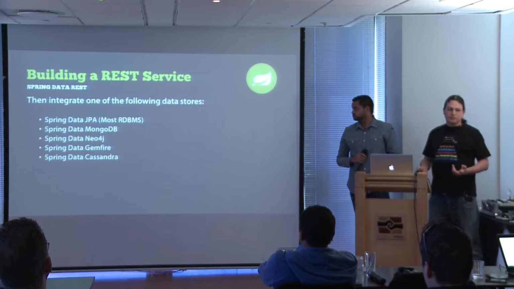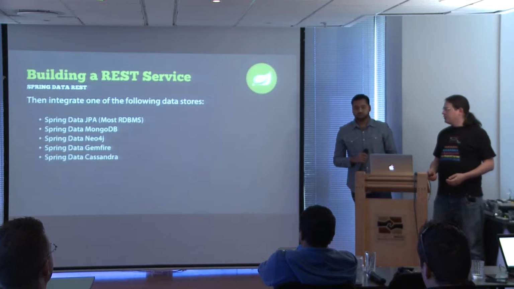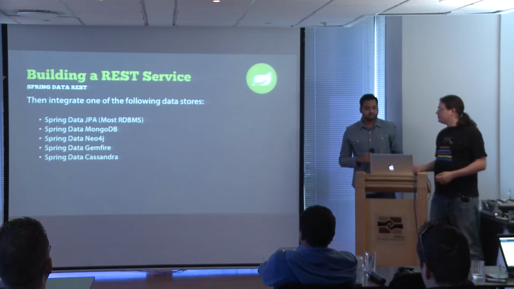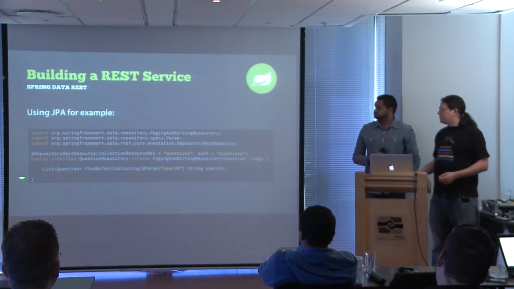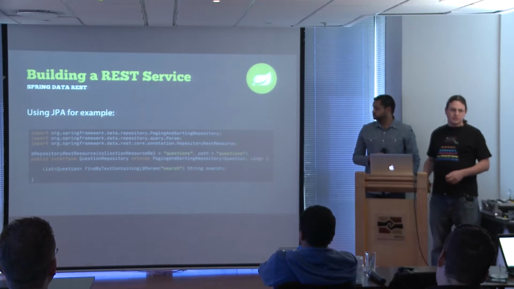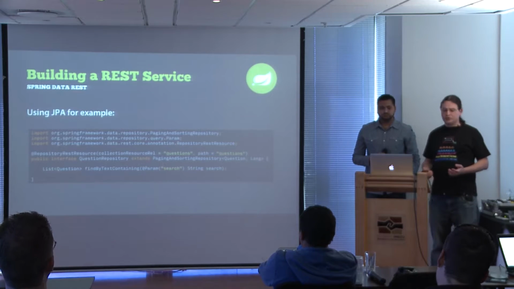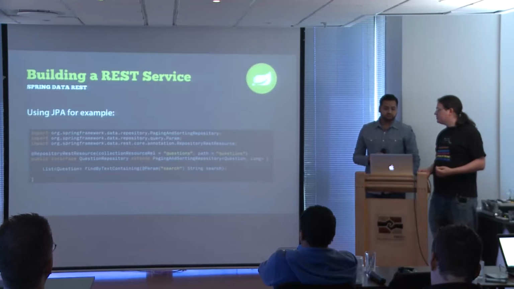You then need to have either an existing or a new Spring data store. So I'm going to use JPA for the example. Essentially the part that you see down there, the interface, that's just Spring Data JPA. We're just defining a repository that's going to expose a list of questions, and we've got a single custom operation on that, which is to search by some parameters. So it's probably just going to do a full text search.